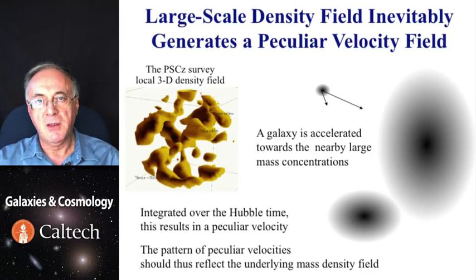If there is a large-scale density field, there has to be a large-scale peculiar velocity field. A reason for this is that during the age of the universe, galaxies will fall towards the nearest massive structures to them, acquiring velocity gradually from 0 to whatever they have today. So in some sense, the pattern of peculiar velocities has to reflect the pattern of the density distribution.